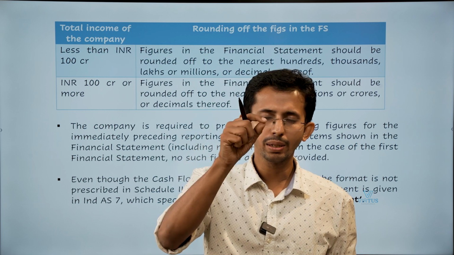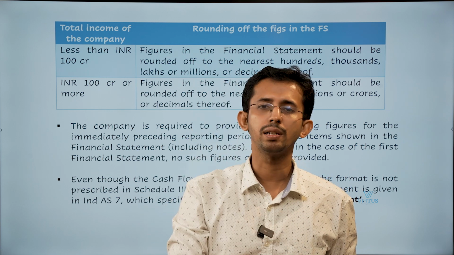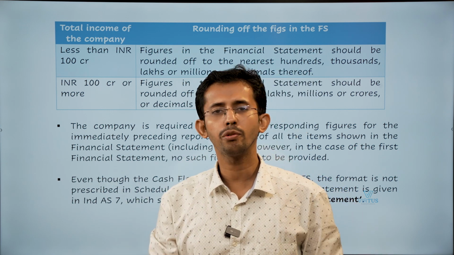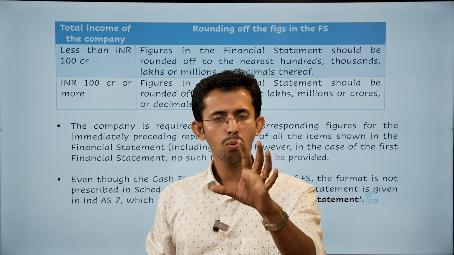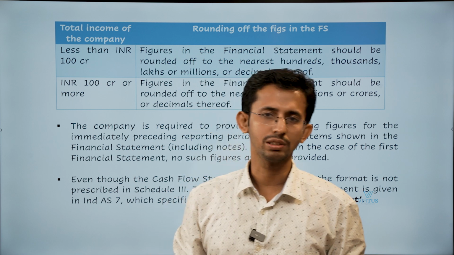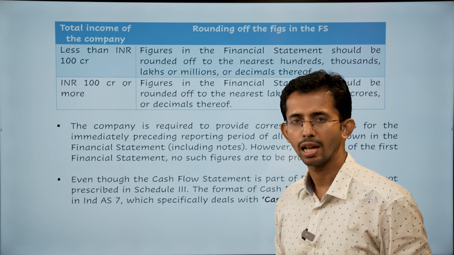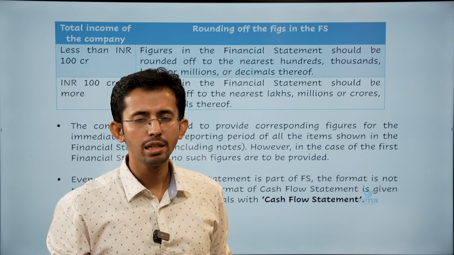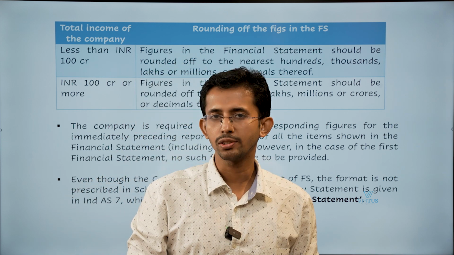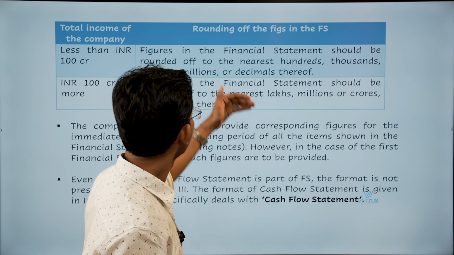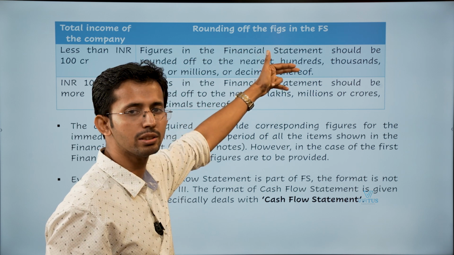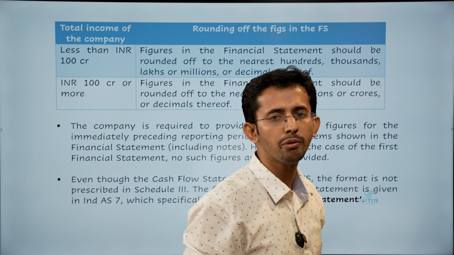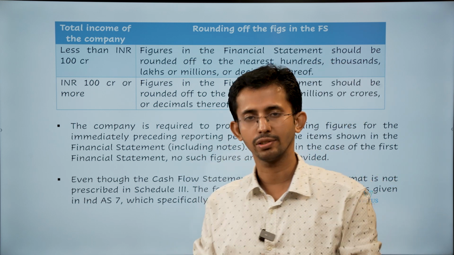Is there any stipulation or stipulated principle for rounding off? Or is it that any company can follow any rounding off method? Now, what does Schedule 3 say about this? That is what we are going to see here. As per Schedule 3, it is mandatory for every company to round off their financial statements either to the nearest hundreds, or thousands or above. So the minimum rounding off is to the nearest hundreds.